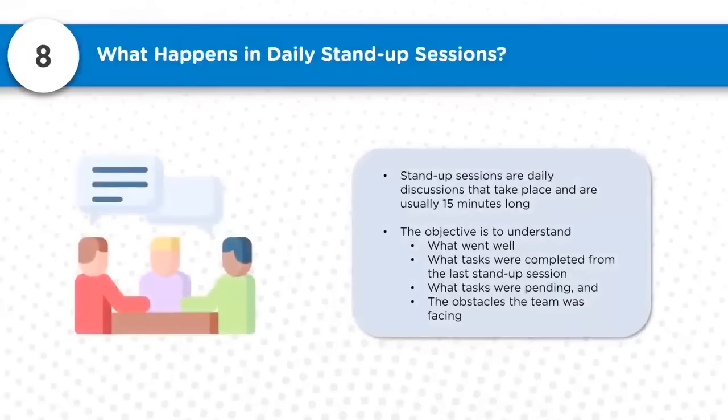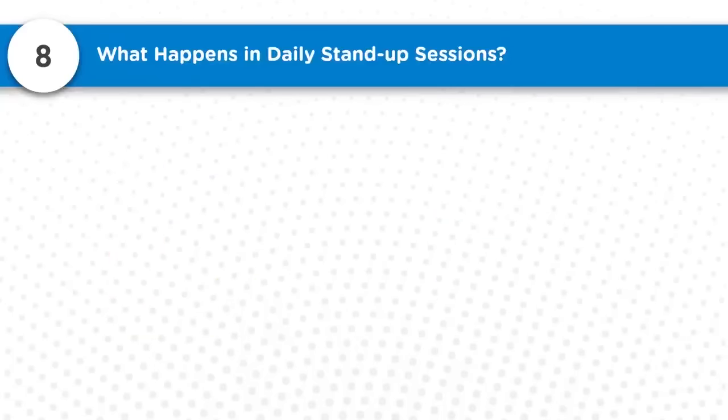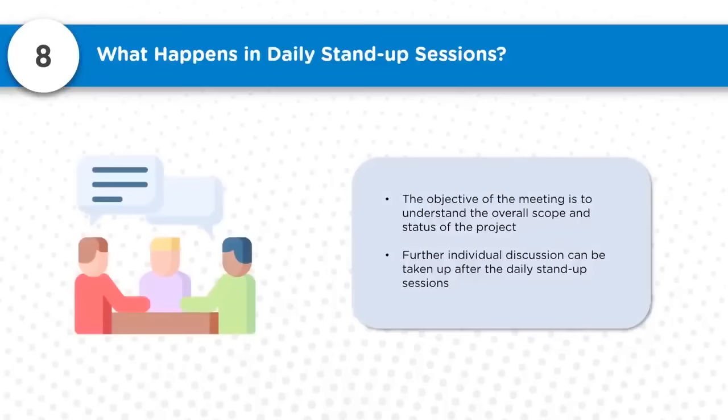So next question, what happens in daily stand-up sessions? Daily stand-up sessions are discussions that take place daily and are usually 15 minutes in duration. The objective is to understand what went well, what tasks were completed since the last stand-up session, what tasks are pending, and the obstacles the team is facing. If any specific task is not accomplished for certain reasons, what is stopping the team from accomplishing it? That needs to be made visible so that a separate meeting can be held to discuss it and make the necessary corrections by taking proper actions. So the objective of this daily stand-up meeting is to understand the overall scope and status of the project. Further, individual discussion can be taken up after the daily stand-up sessions.